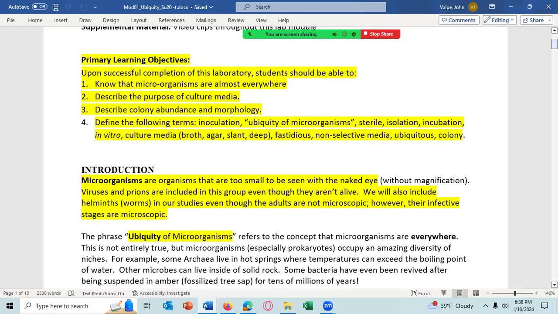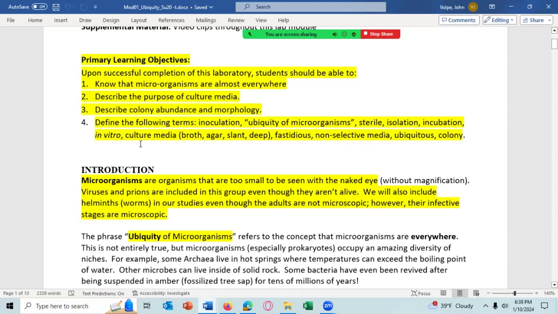The learning objectives: 1, know that microorganisms are almost everywhere. 2, describe the purpose of culture media. 3, describe what colony abundance is and what morphology is. Colony morphology I'm talking about. And 4, be able to define the following terms: inoculation, ubiquity of microorganisms, what's something that's sterile, isolation, incubation, in vitro, like in vitro growth, culture media.